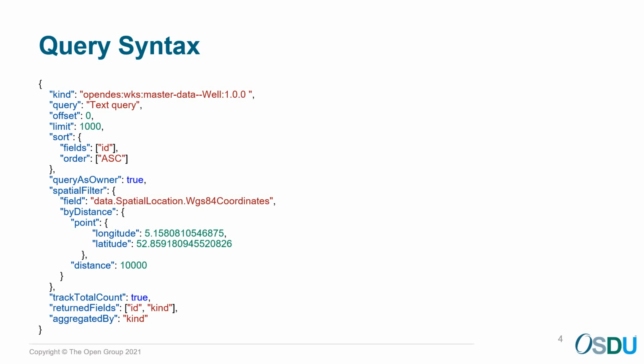Sort allows sorting on specific fields in ascending or descending order. Query as owner is a boolean to fetch only owned resources, defaults to false. Spatial filter is an object to perform geospatial queries, dependent on the mode. It has different properties. Track total count is a boolean to track accurate record count. Return field is a list of fields on which to project the results. Aggregate by is the name of the field to aggregate by.